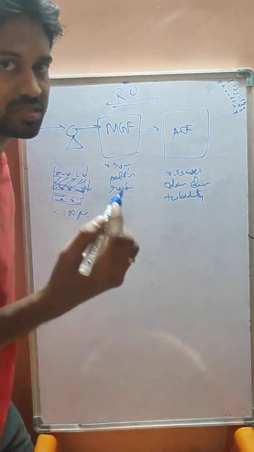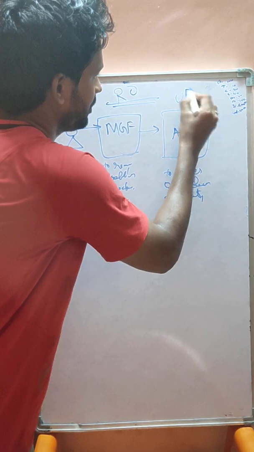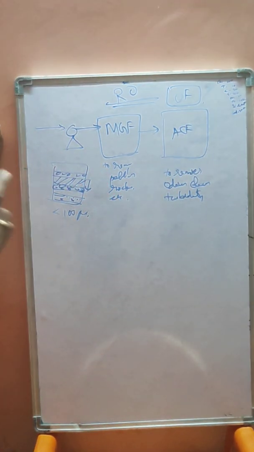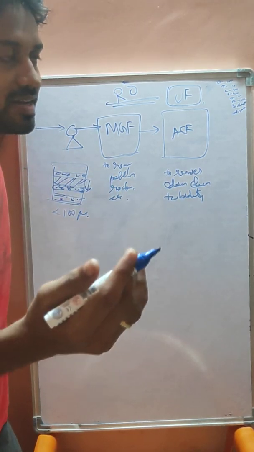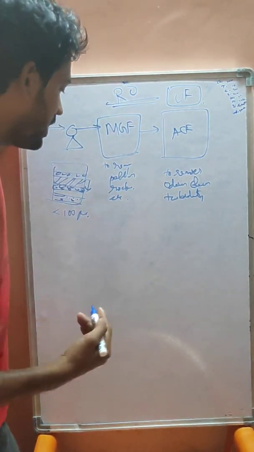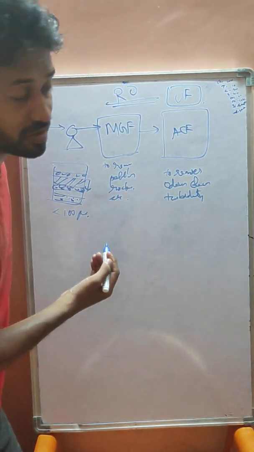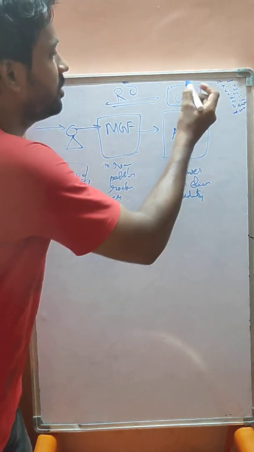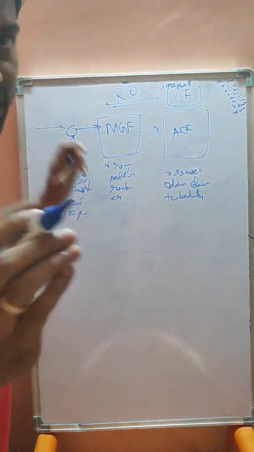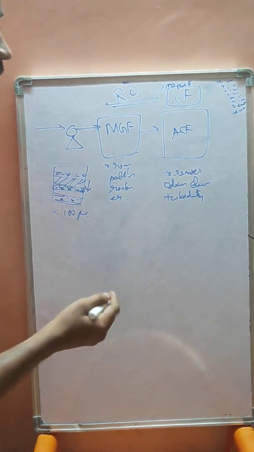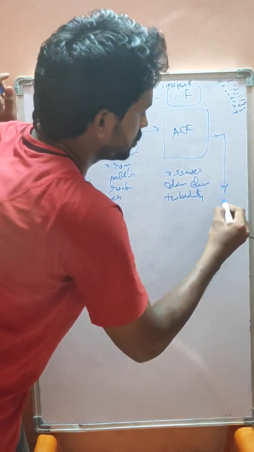In this case, a few industries don't go for an activated carbon filter. They go for an ultra filter. The ultra filter is used for filtering particles that are less than 100 micron. Here the MGF is used for filtering particles above 100 micron, while the ultra filter can remove solid particles less than 100 micron. After this, the water will be taken to a storage tank.